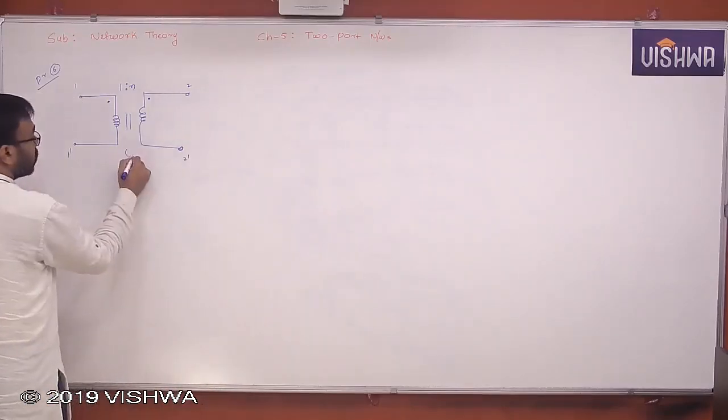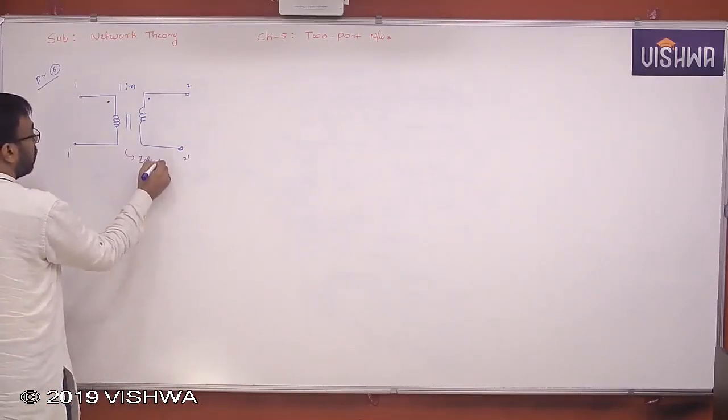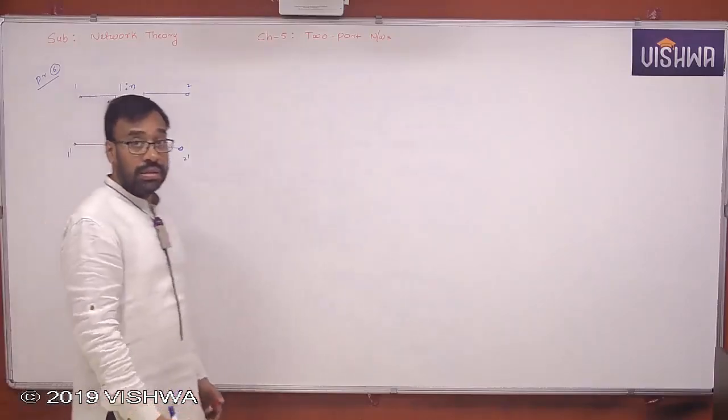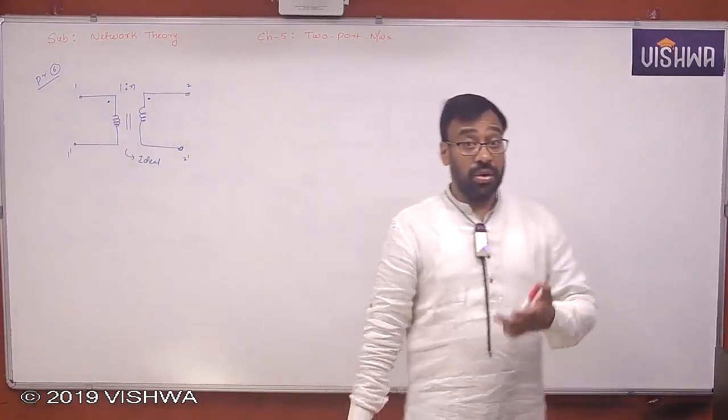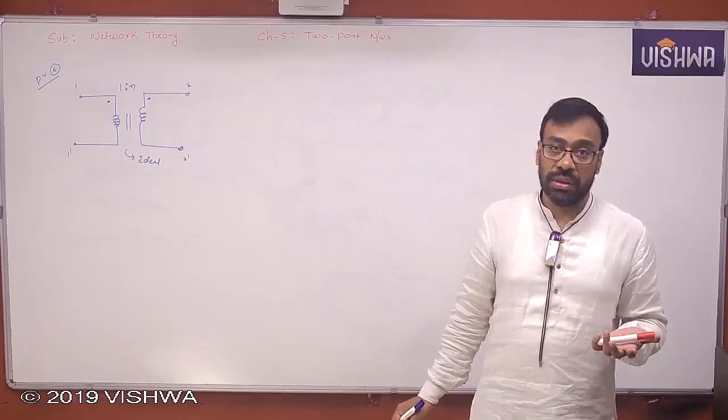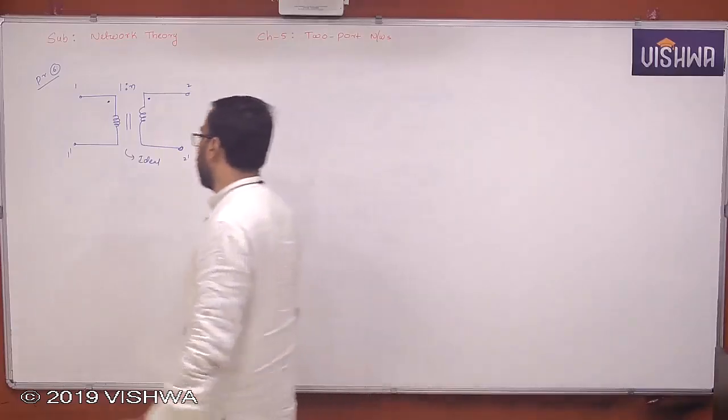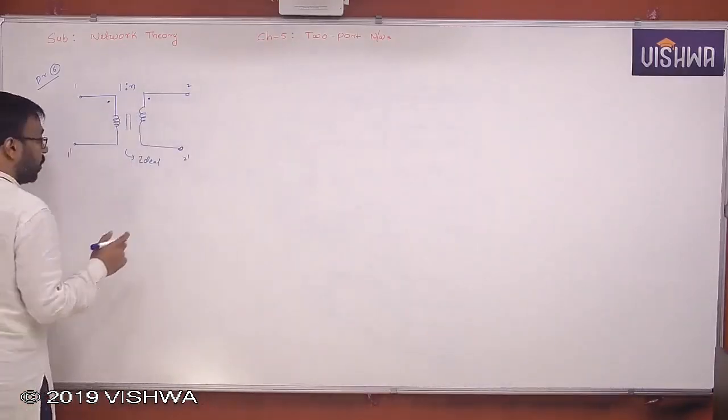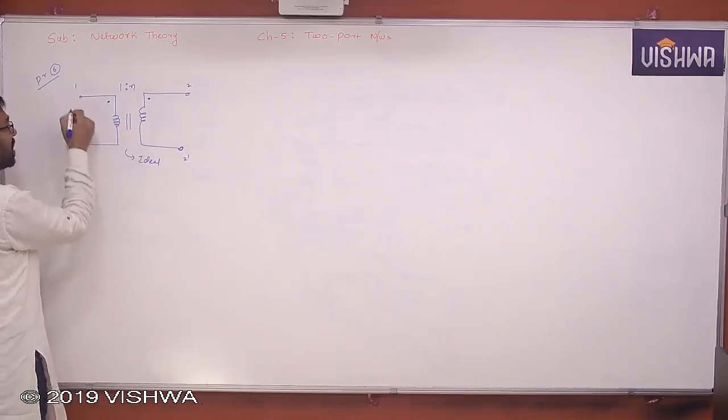This is an ideal transformer. What do you mean by ideal transformer? No resistance, no reactance. Yes or no, all of you, okay? No leakage flux and no power loss. We already discussed this matter in the magnetic coupled circuits. Now, what is the relation that you have?